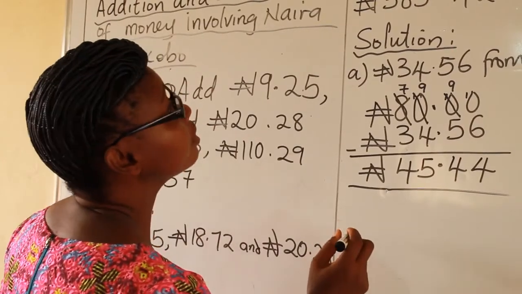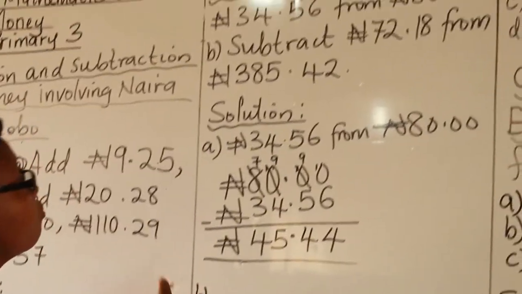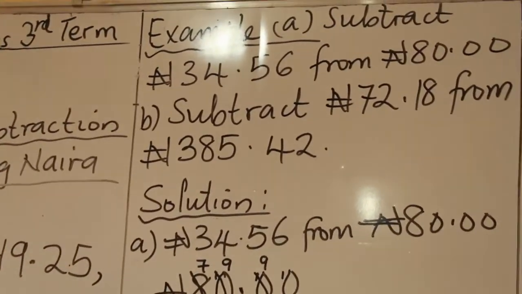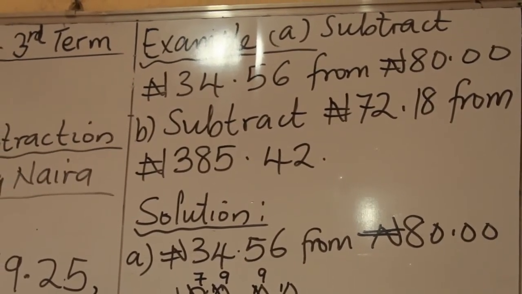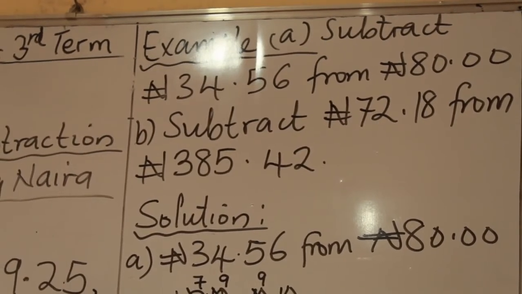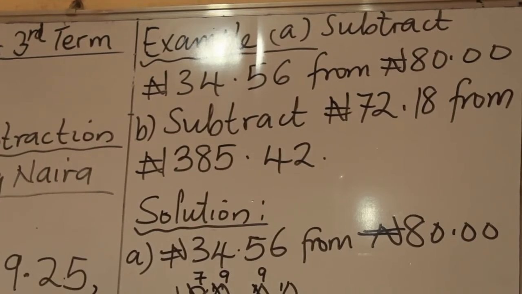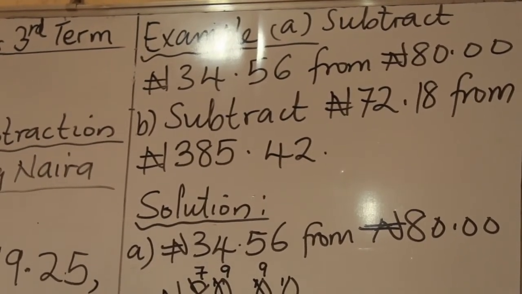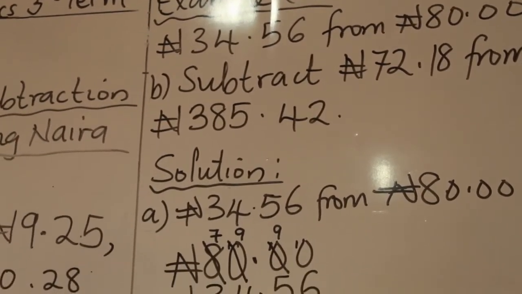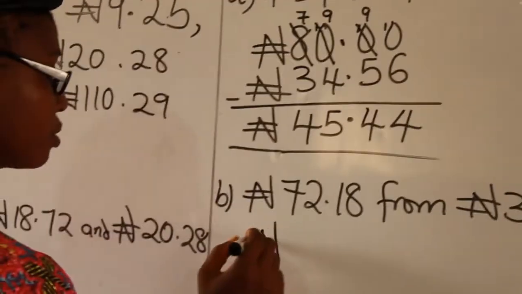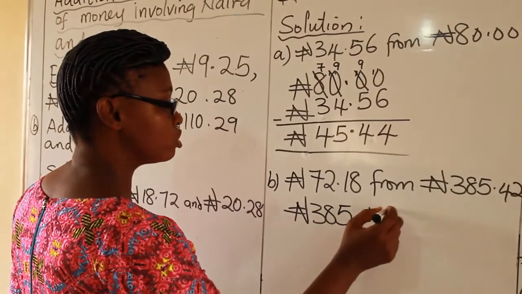Alright, we take the last example. That's B. We are asked to subtract 72 naira 18 kobo from 385 naira 42 kobo. All right. Now we place them this way, the bigger number first: 385 naira and 42 kobo.